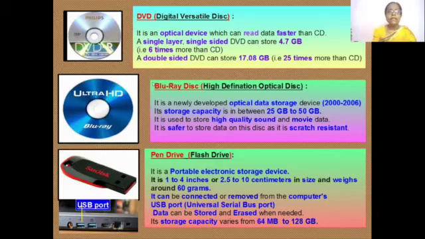There are some DVDs which have double sides also you can record. These DVDs have a capacity of 17.8 GB, that is gigabytes. That means it can store 25 times more than a compact disc. Okay. So this is about DVD. DVD is very fast and you can read the data. It has single layer as well as double layer. Single layer capacity is 4.7 GB and double layer is 17.8.